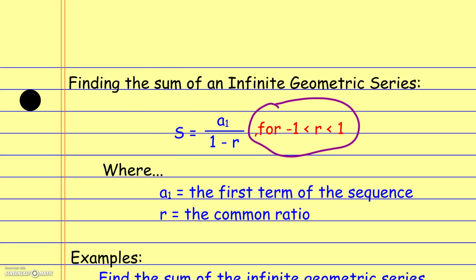A sub 1 is still the first term. R is still the common ratio, the thing we're multiplying by. But again, we'll only use this between -1 and +1. And the words that I'll use a lot when I refer to the R value are converging or diverging. Converging means it's zeroing in on a specific, finite value. Diverging means it's shooting off to infinity.